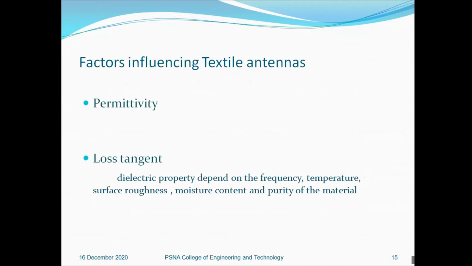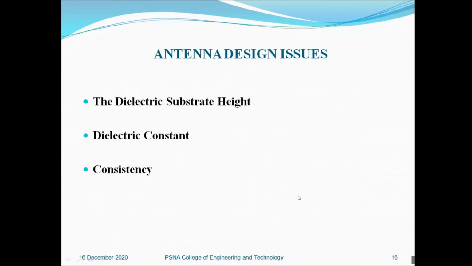So the main factors which affect textile antennas are the permittivity and also the loss tangent, tan delta. The dielectric property depends on the frequency, temperature, surface roughness, moisture content in the material, and the purity of the material, right? It depends on these factors.